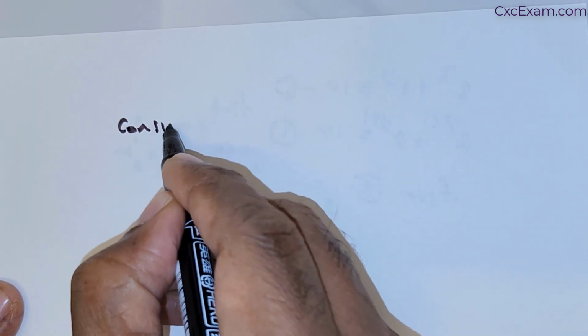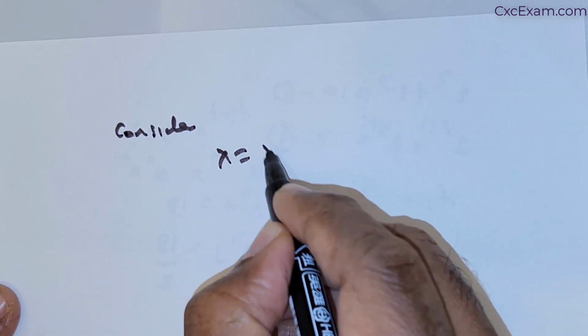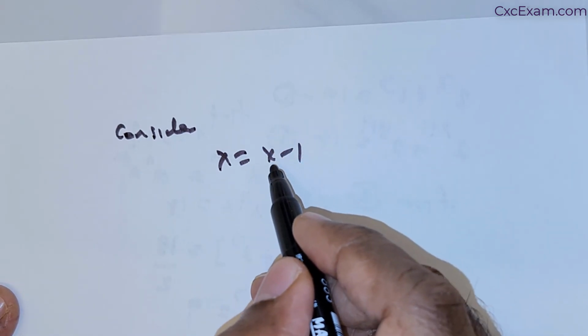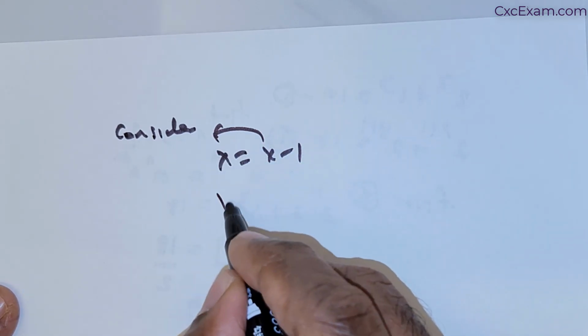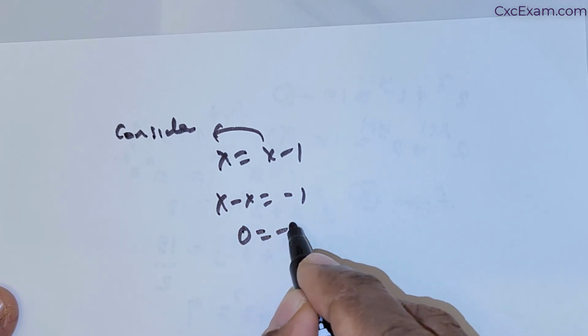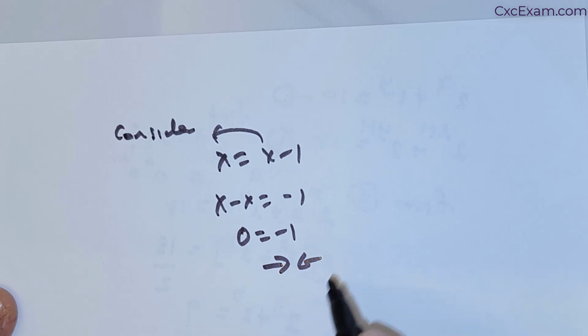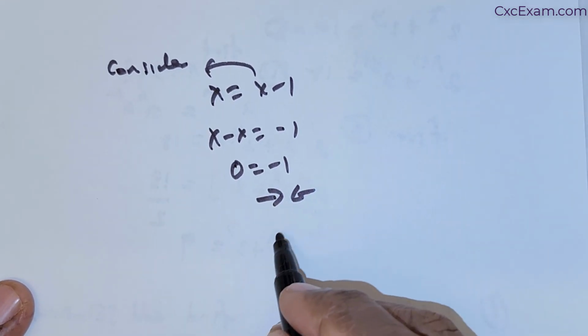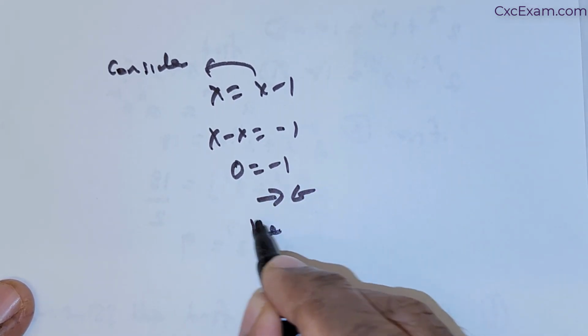So let's move on. Now let me consider the second system, x = x - 1. Now I'll move this x to the other side. I get x - x = -1. I get 0 = -1, which is a contradiction. So that means the system has no solution.